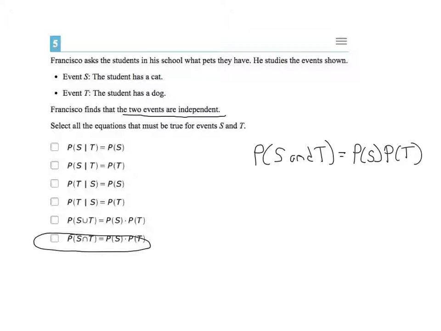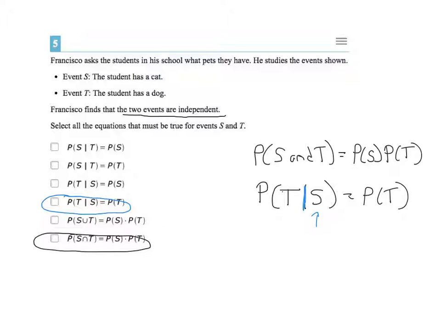The other big thing is, since they're independent, we know S happening does not affect T, and vice versa. So we know the probability of T happening, given S has already happened, is still the same as the probability of T. Because remember, this conditional probability means given this has happened. So even if S happens, the probability is still the same. So that would be this choice.